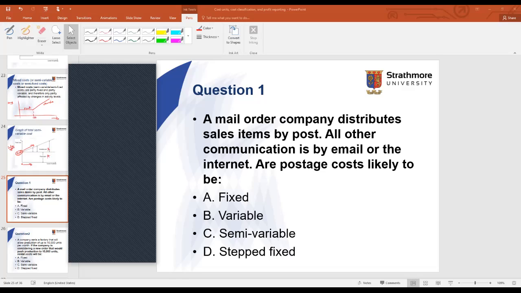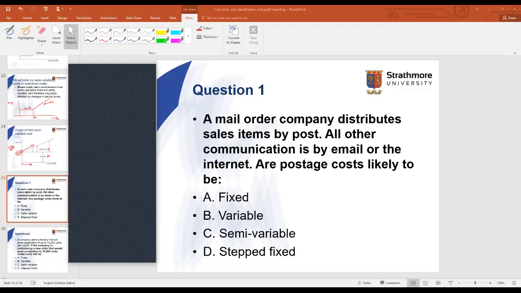Why do you think it's semi-variable cost, Joshua? I think it's semi-variable because when it comes to sales, they could go up or they could go down. So we cannot actually quote a price that the mail company would charge for distributing our sales, because the number of sales can go down or they can go up. So I think it will just change depending on the sales.